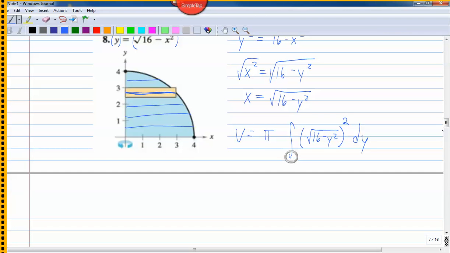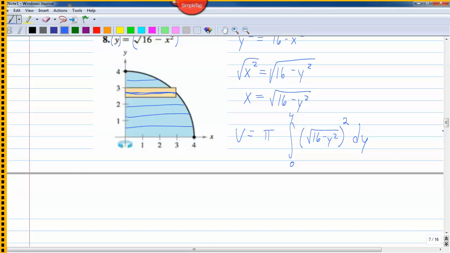Now what are the boundaries? The boundaries are going to come from the y. So here's the bottom of the figure. That's y equals what? 0. Here's the top of the figure. That's y equals 4.